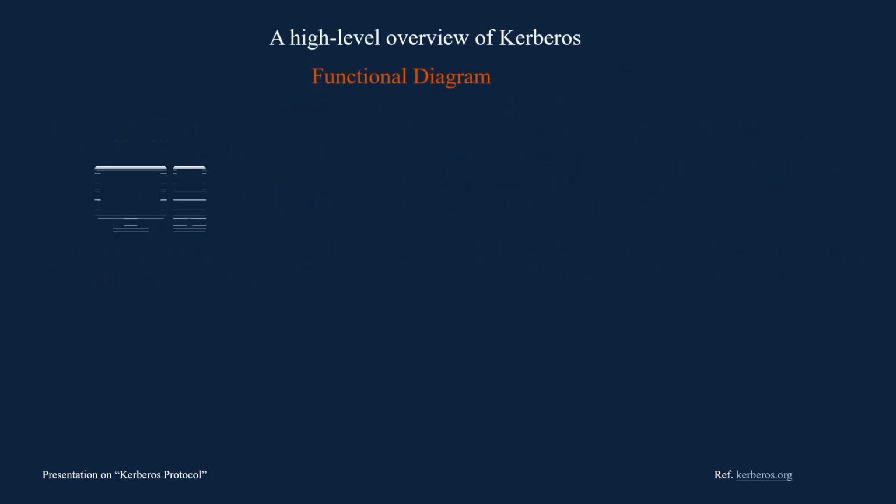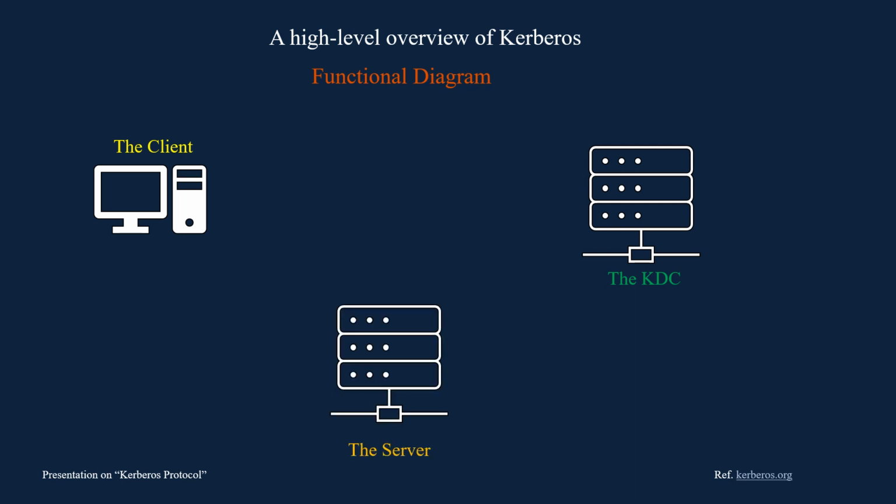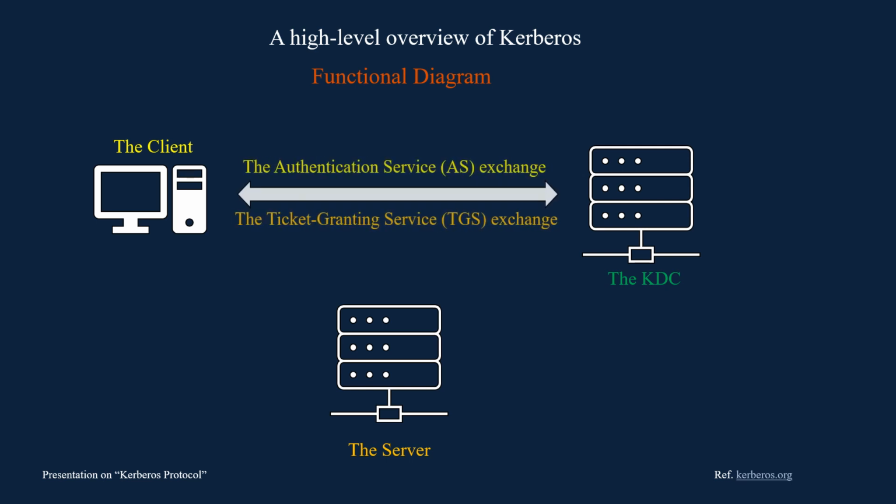So now we can look into the functional diagram of the Kerberos protocol. Let us consider that the client wants to communicate with the KDC for some service in the server. The client will send some message to the authentication server, and it will get a reply from that. These kinds of messages are known as authentication service exchange. After that, the client will communicate with the TGS, ticket granting server, for authentication purposes, and these messages are known as ticket granting service exchange.